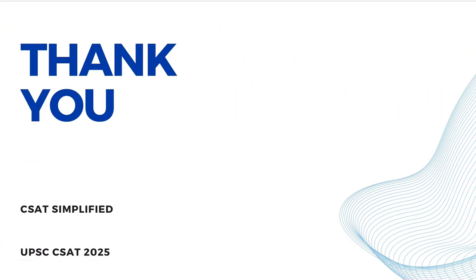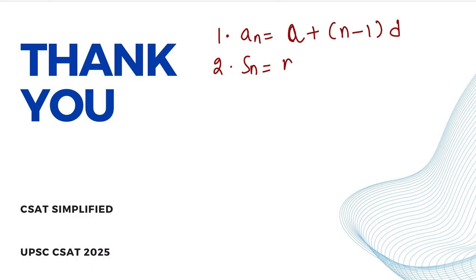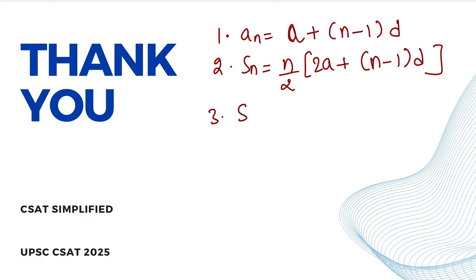I'm just going to write the formulas you need to remember from this video. Please note this down. an, the nth term of an arithmetic progression series, is a plus (n minus 1) into d. Sum of n terms is equal to n by 2 into (2a plus (n minus 1) d). Correct? Third thing was the sum of first n natural numbers, that is n (n plus 1) by 2. Again, you can leave this for now because we are going to look at this formula again in video number 4.